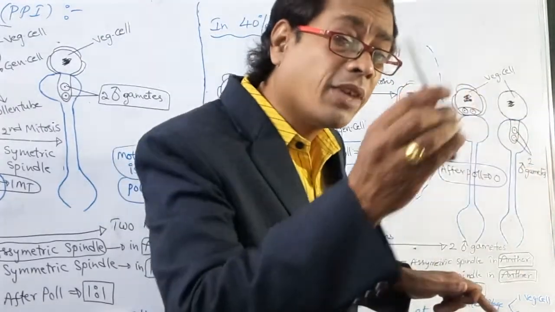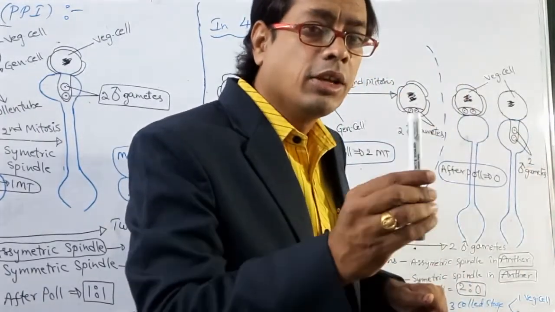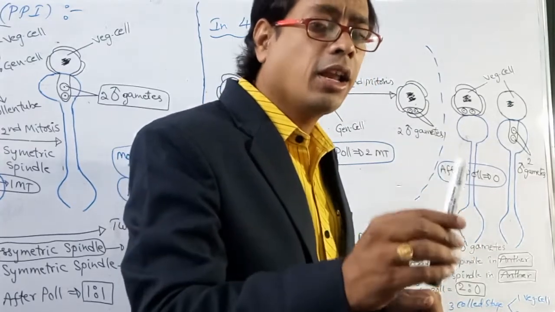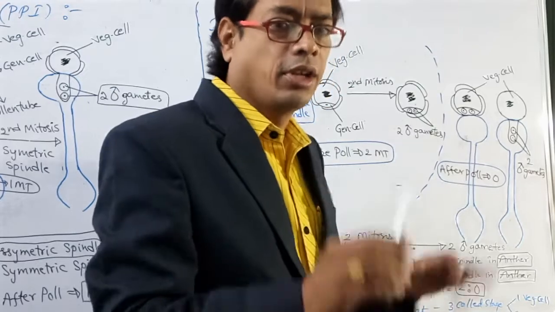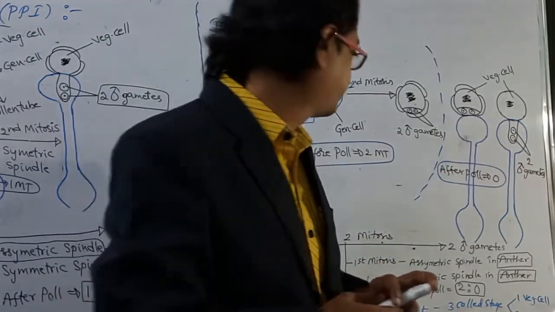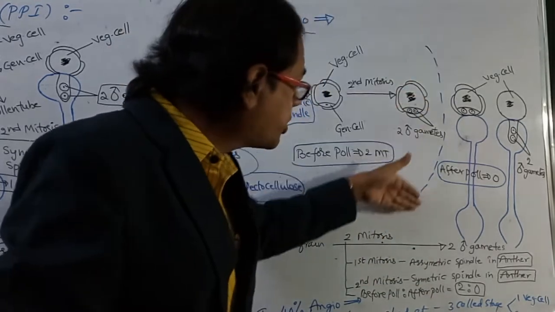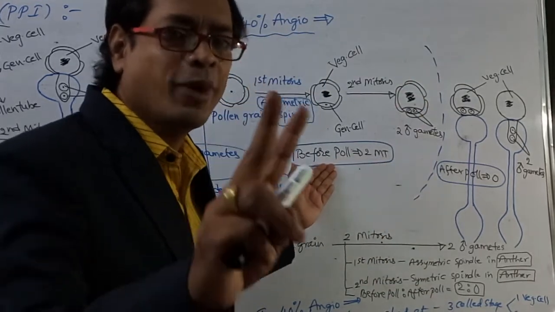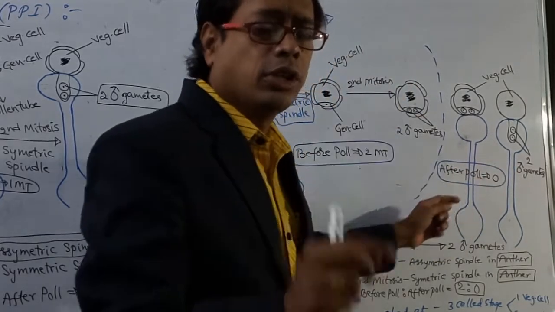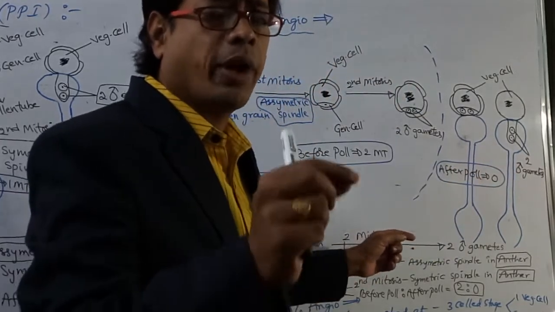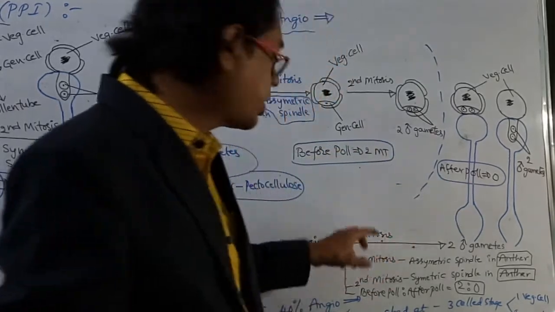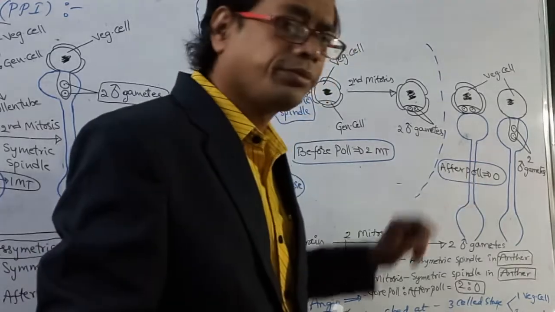Whereas in 60% of angiosperms, initially pollen tube formation occurs, later male gamete formation occurs. Try to remember this point. You have to remember this point, my dear students. See, before pollination, how many mitosis? 2 mitosis. After pollination, how many mitosis? 0. The ratio between number of mitosis that occur before pollination and after pollination, you have to say 2:0.